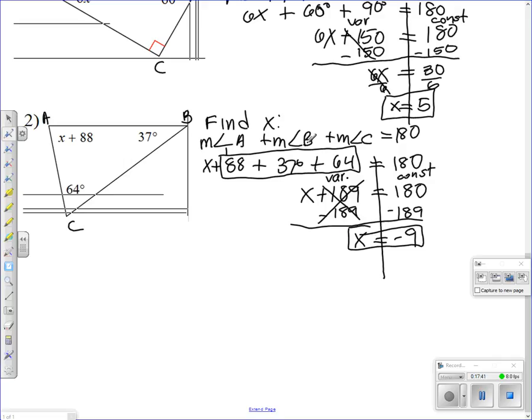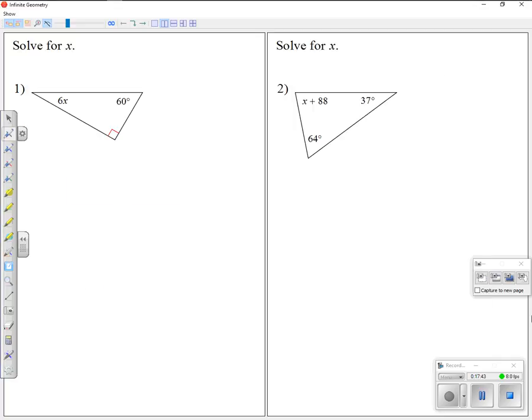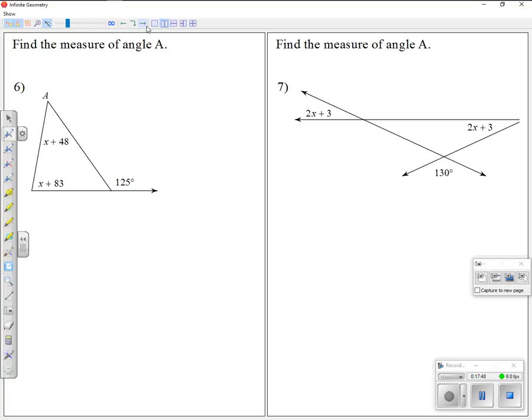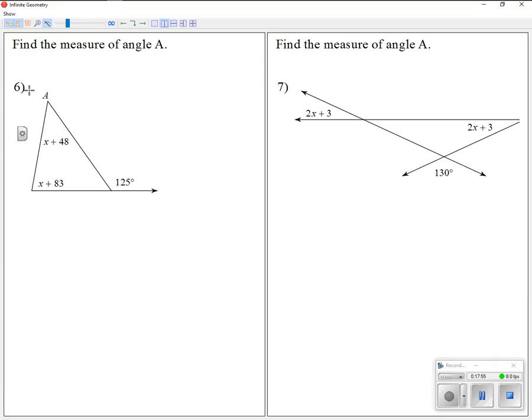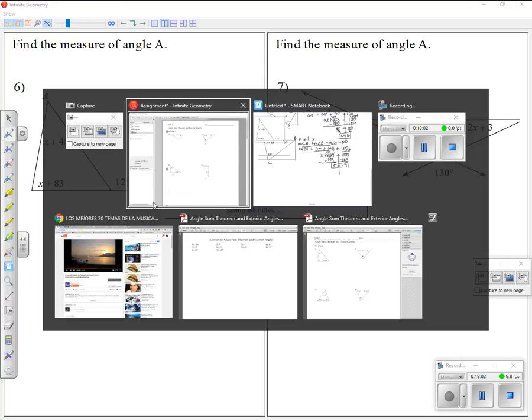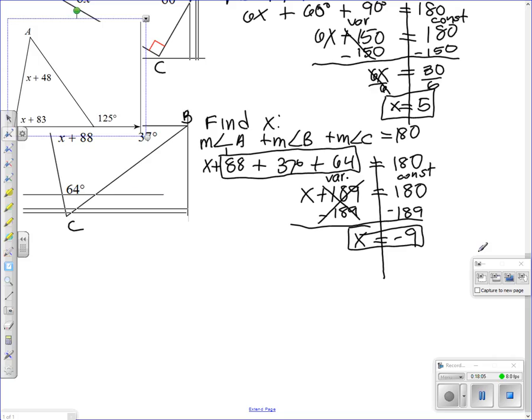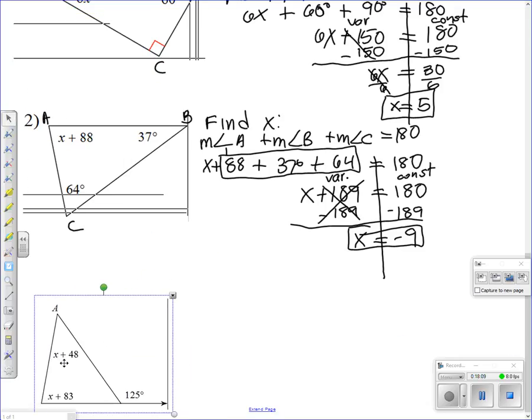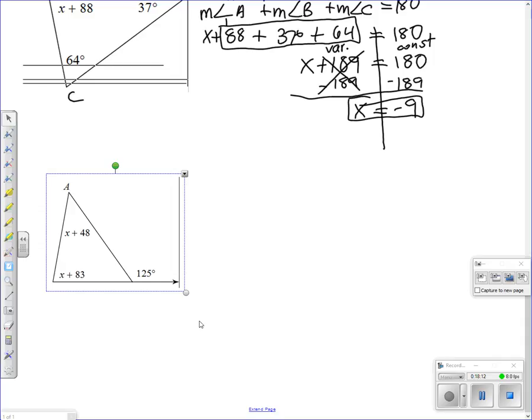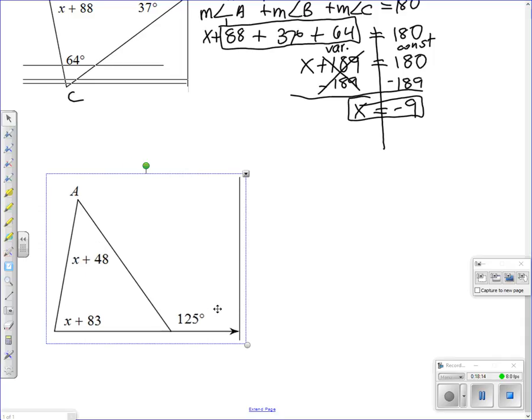Now there's another type of problem I want to show you. Something called an exterior angle theorem. Let me do number 6. So let's do problem number 6. So here's how you do number 6. Okay, and the question is the same, find x.